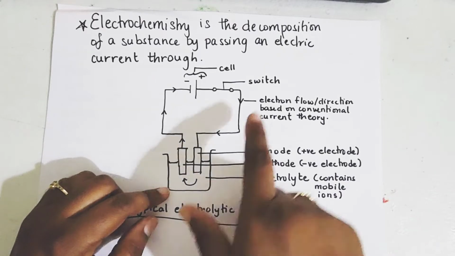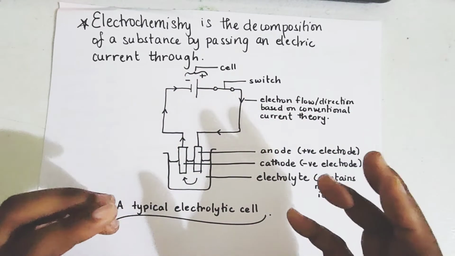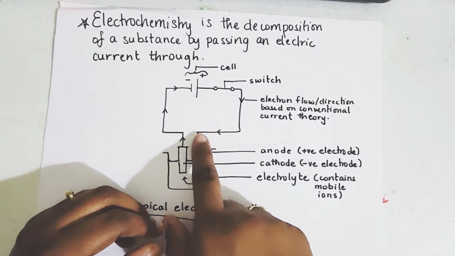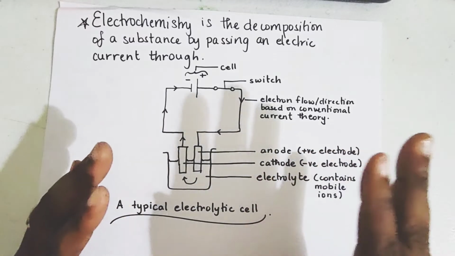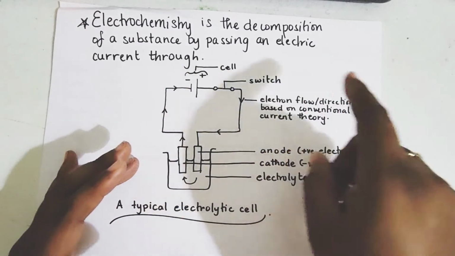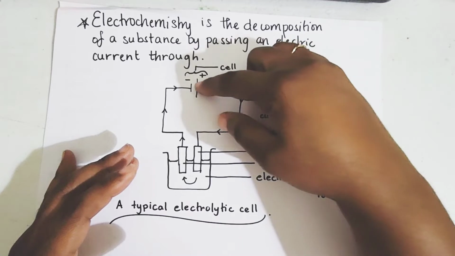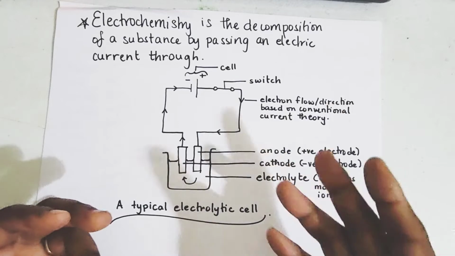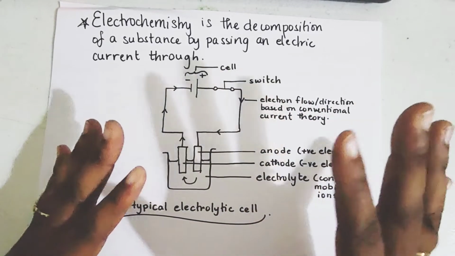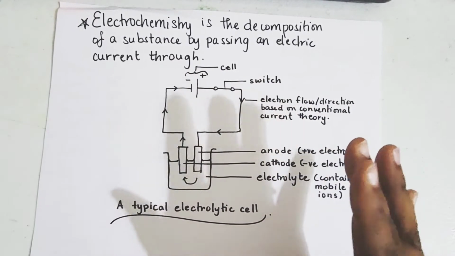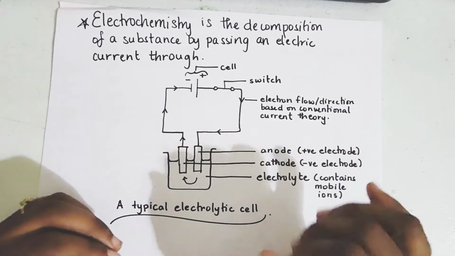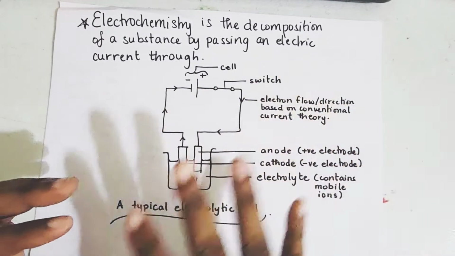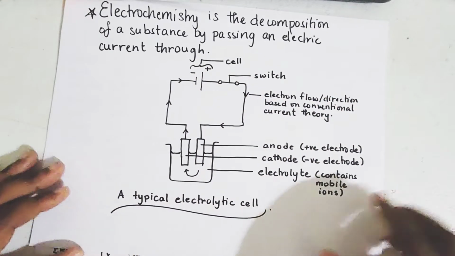This is the electrolyte, and for the purpose of science, we're going to recognize the flow of electrons based on the conventional current theory, where electrons flow out of the positive terminal and into the negative. In actuality, we know it's the opposite way around, but for the sake of science and the way the equations were determined, we're going to use this. So, a typical electrolytic cell.